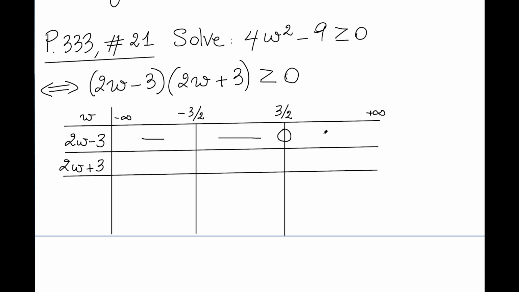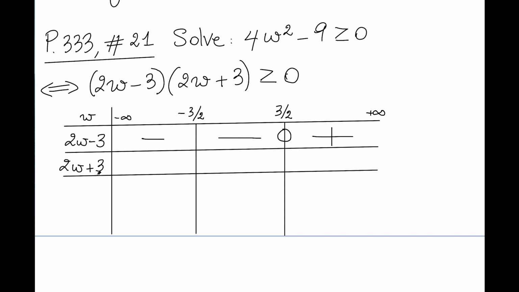Now after 3 over 2, this factor 2w minus 3 is going to also preserve its sign. Let's check what the sign is. Let's take a number bigger than 3 over 2. Let's take number 2. 2 times 2 is 4. 4 minus 3 is 1. So that's going to become a positive entity, which means that sign is going to be a plus.